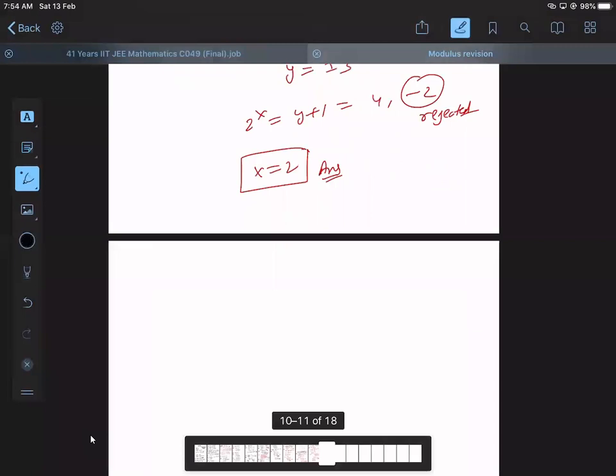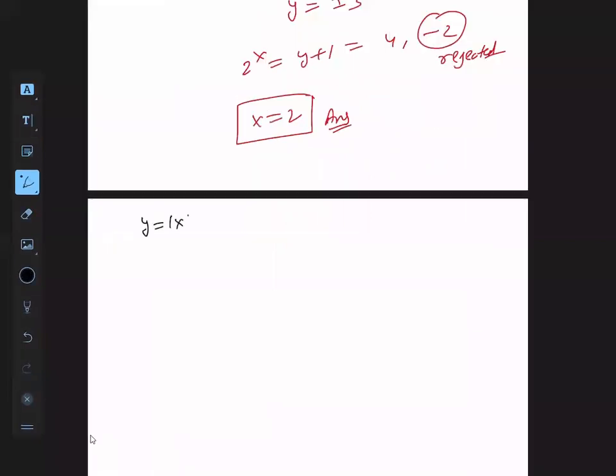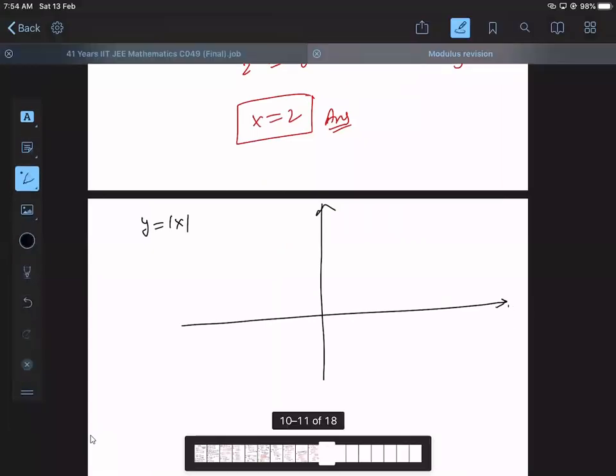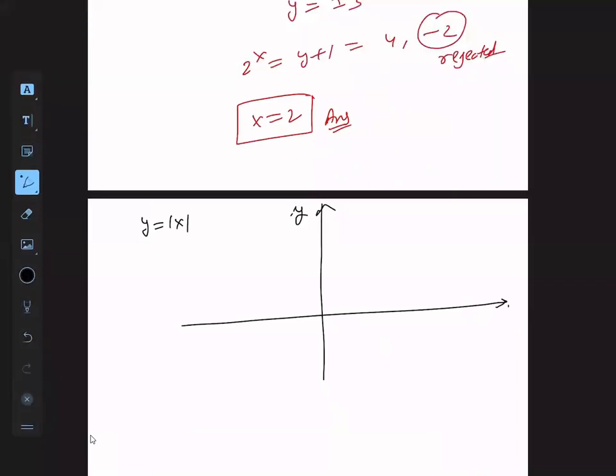Now, what is the graph of modulus? How to draw the graph of mod x? y is equal to mod x. This is equal to x if x is greater than or equal to 0. So y equal to x is a line. This is the line y equal to x for x greater than or equal to 0. Similarly, minus x is negative, so this is the graph of y is equal to minus x.